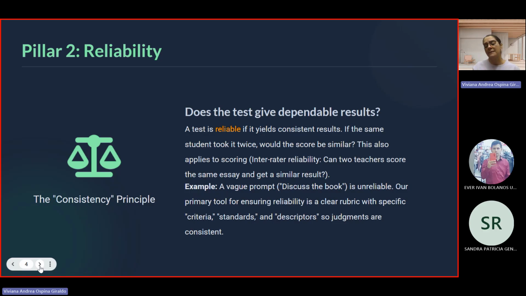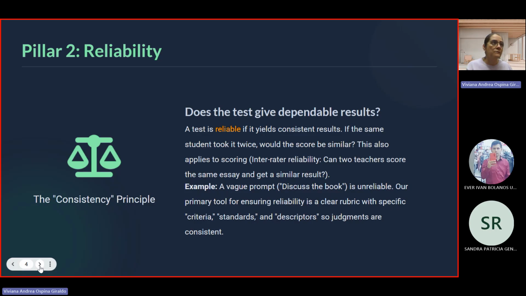Is this test going to give me results that I can trust, that I can depend on? A test is reliable if it always gives consistent results. So if the same student takes the test, he will probably get the same score, right? So we need to be able to maintain reliability.